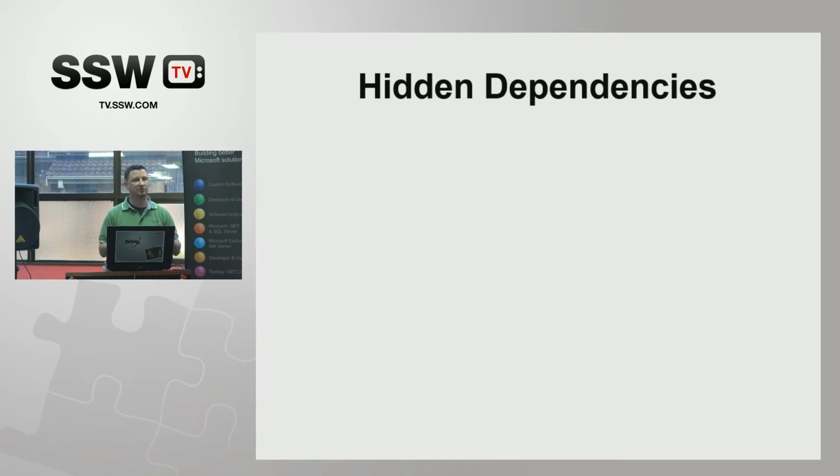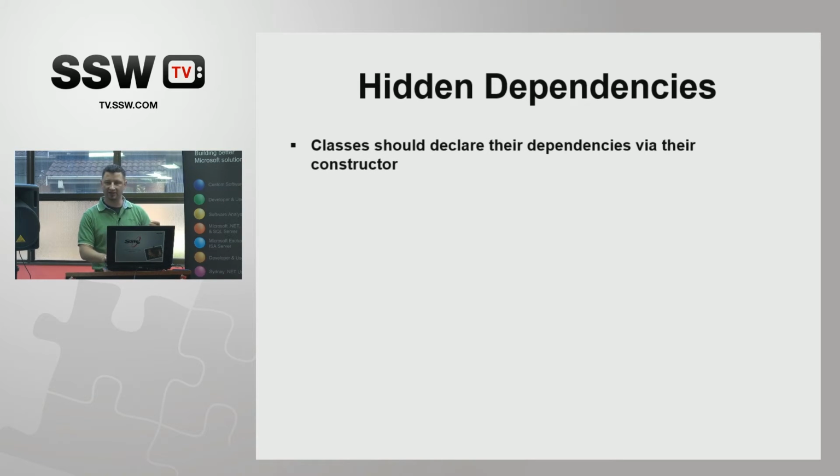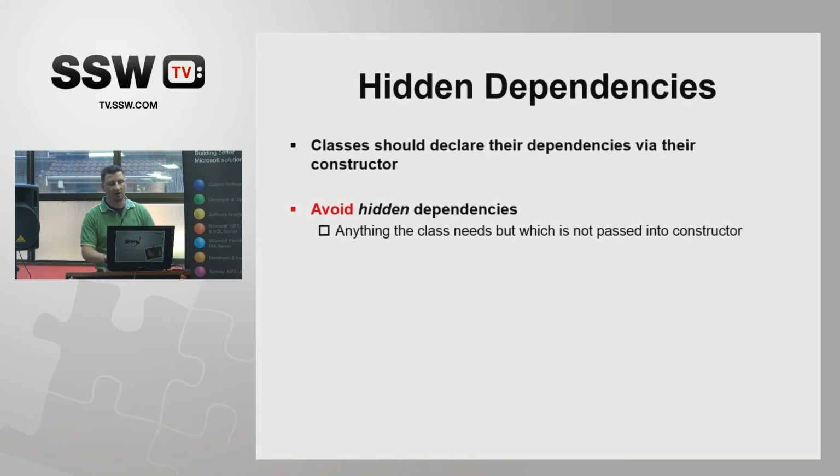And they're going to beat their head against the wall looking through every line of code trying to figure out why this thing doesn't work, when if you'd simply stated in the constructor what its dependencies were, it would be much more clear. So I like to avoid hidden dependencies, which are dependencies that are buried somewhere in the class itself. You want to pass those in through the constructor.